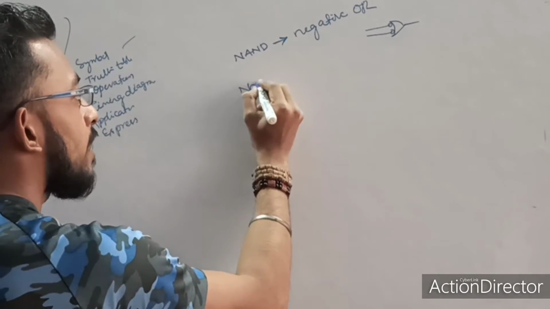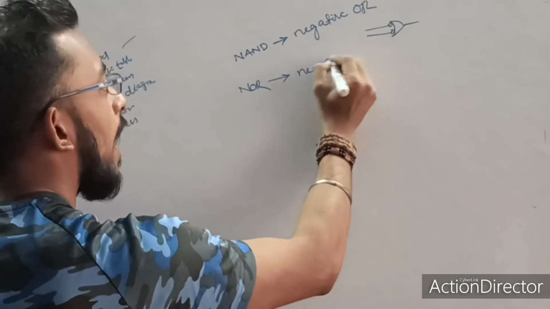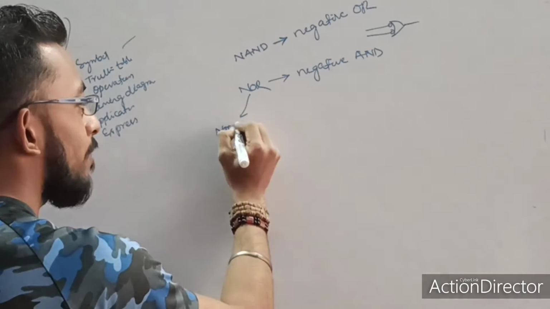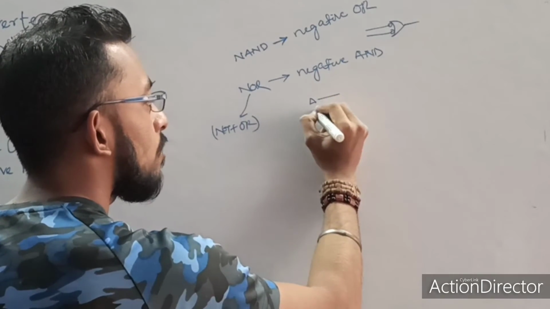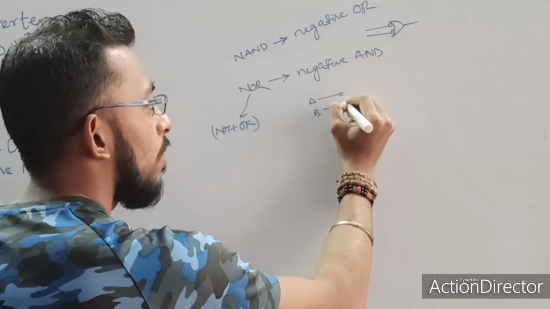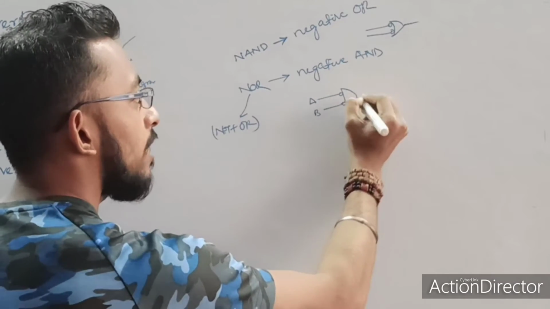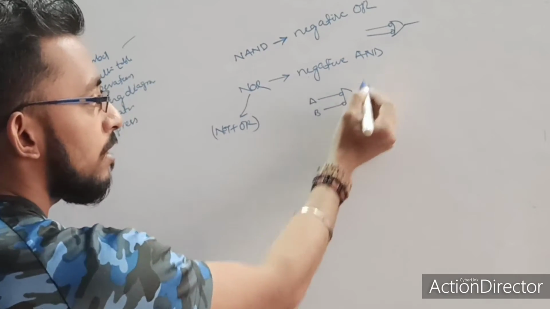Similarly, the NOR gate is called negative AND, which means this NOR gate can be represented using a NOT gate plus an OR gate also. Negative AND means if these are the two inputs A, B, I am going to negate or invert these two inputs, A and B. Then I will take the AND gate. This is the negative AND. These are the negation symbols, the two bubbles, and this is the AND gate.